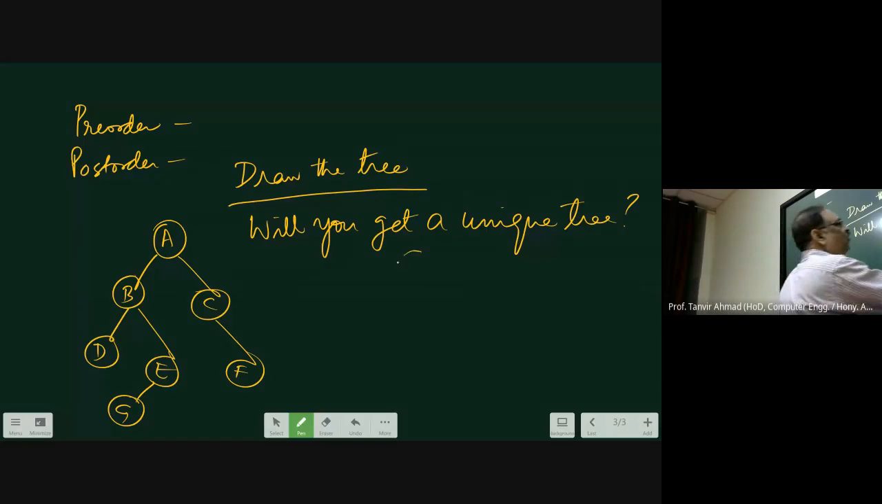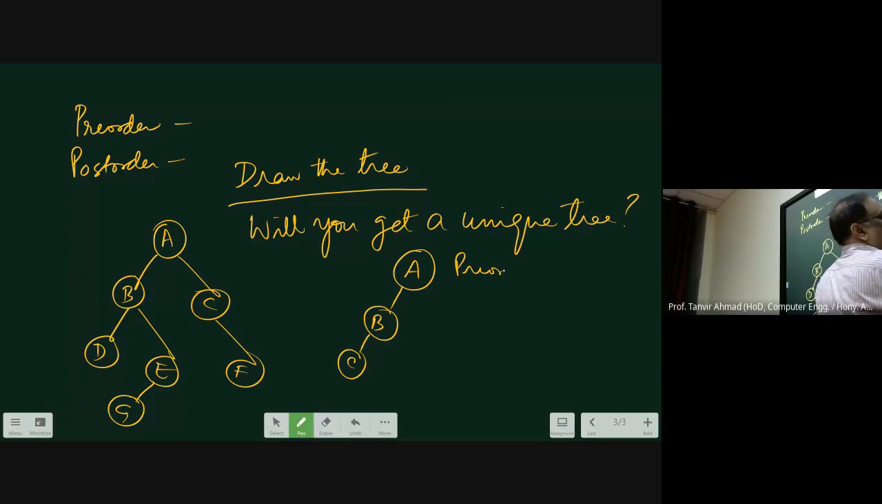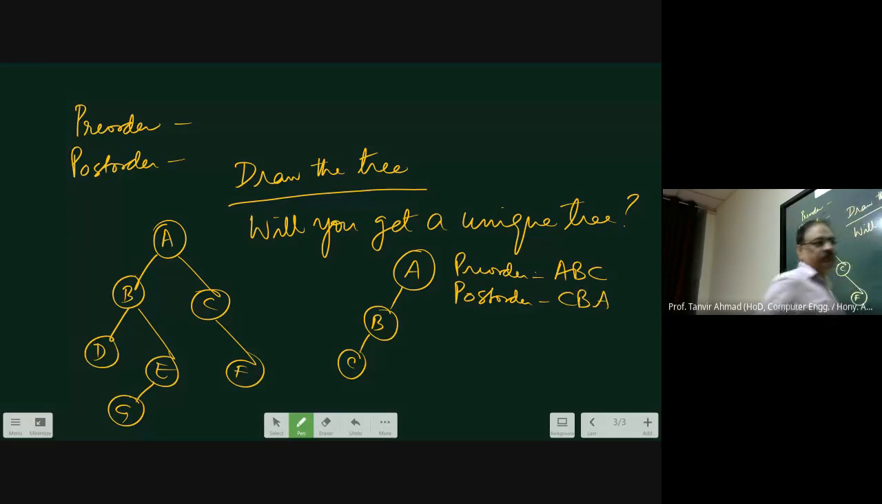Now, if I draw a simple tree like this, the pre-order will be ABC. The post-order will be CBA. Is it correct? Yes. Now, I will draw this tree.